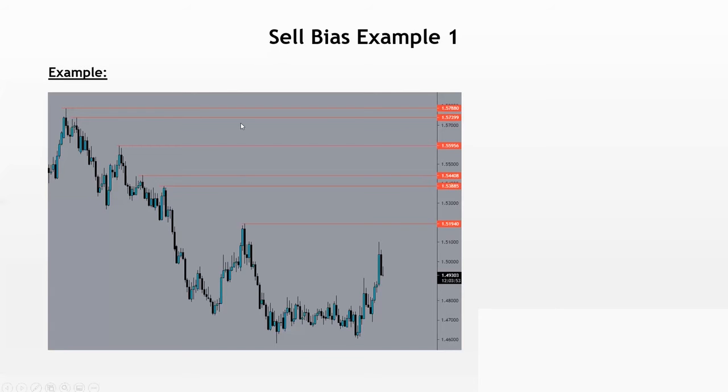So this is, for example, your sell bias on Euro CAD. Start at the high within the market, draw a horizontal ray on the highest point of that high. Because at the end of the day, guys, people aren't going to be targeting the body of the candle, they're going to be targeting the high. So there you see, we've got a horizontal ray here.